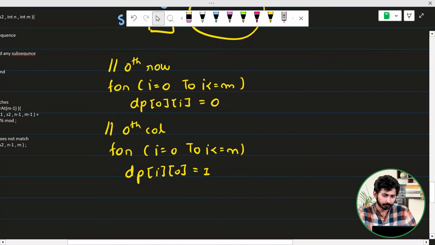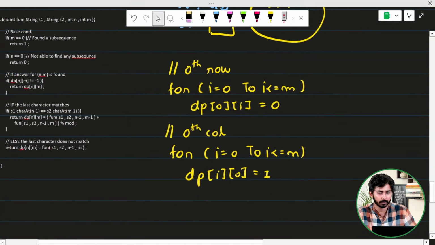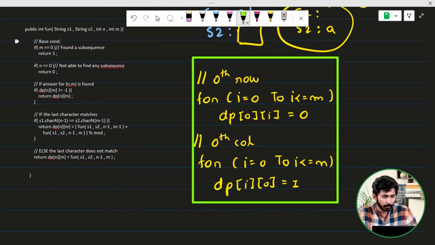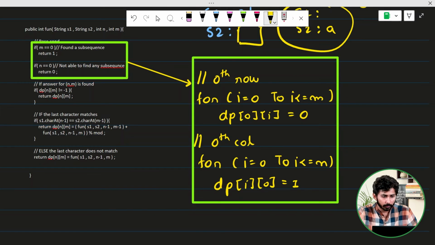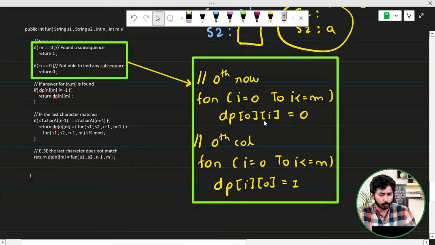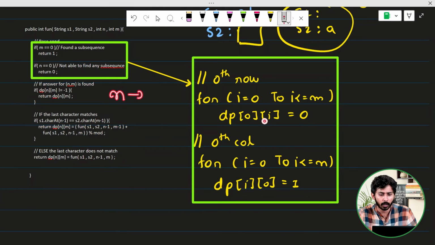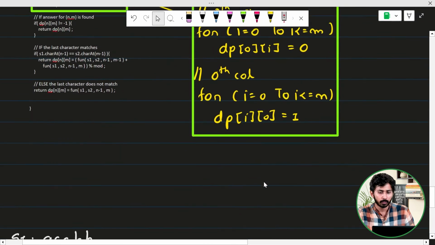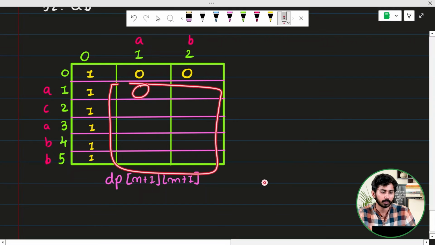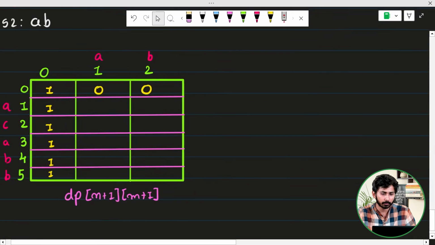Okay, fine. So I have converted the base condition. Now I need to convert this logic. Converting this logic is pretty simple. Wherever you have the value n, just convert it into i, and wherever you have the value m, convert it into j. That's pretty simple. Now from where will we start the filling? We will start the filling from 1 comma 1. So I'll add the conversion over here.